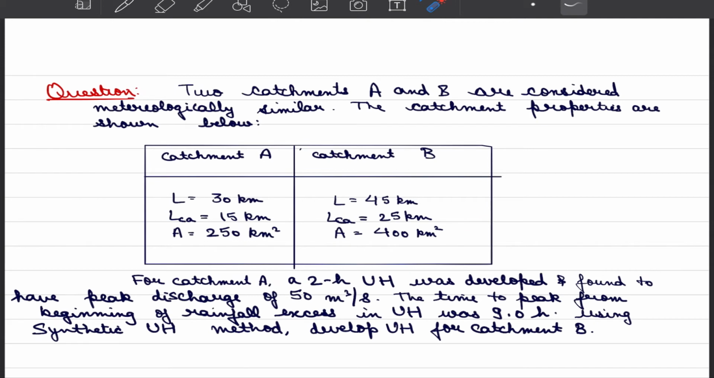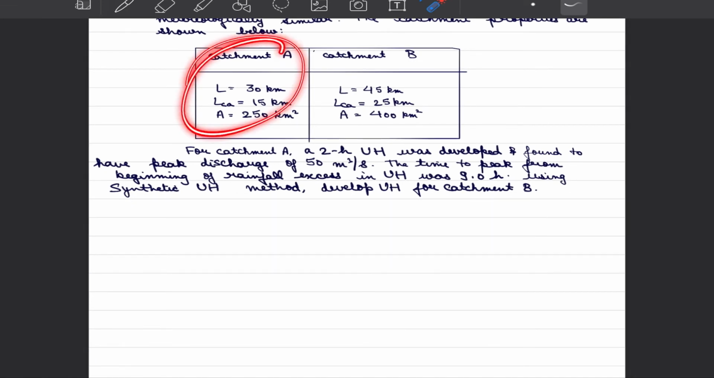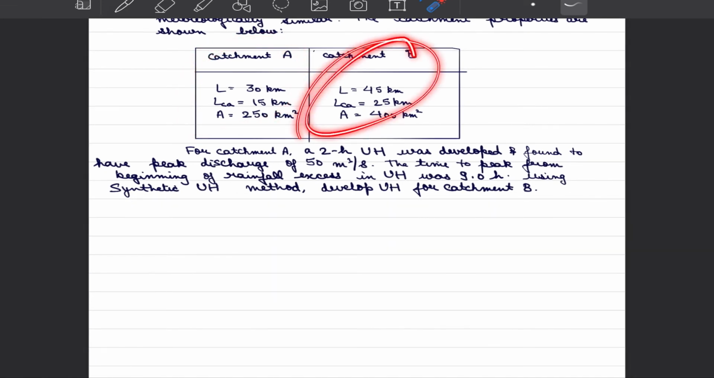Now it is asked that for catchment A, we have a 2-hour unit hydrograph, and it is found that it has a peak discharge of 50 meter cube per second. The time to peak from the beginning of rainfall excess was 9 hours, and using the synthetic unit hydrograph method, we have to develop the unit hydrograph for catchment B. So see that all the information is given for catchment A, and we want to derive the synthetic unit hydrograph for standard duration for catchment B. Let us see how we will approach this question.